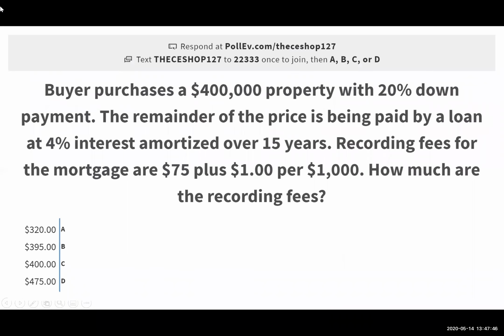Here we go. Another $400,000 property. It's purchased with 20% down payment. Remainder of the price is being paid by a loan at 4% interest amortized over 15 years. Recording fees for the mortgage are $75 plus $1 per thousand. How much are the recording fees?